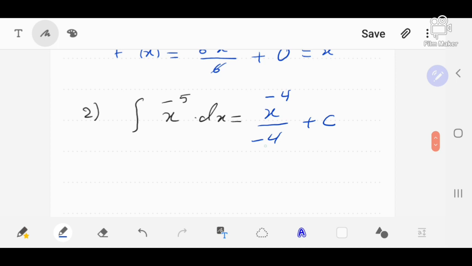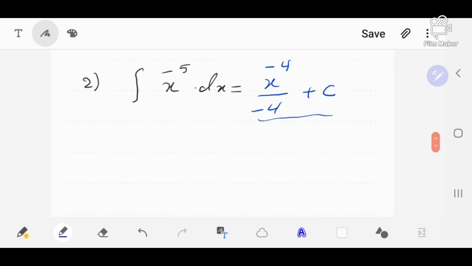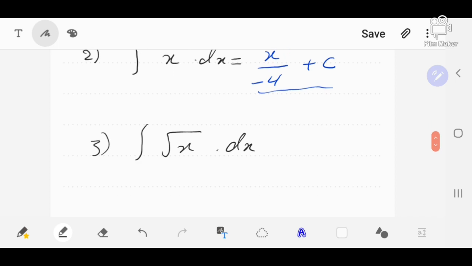What about integration of square root of x? Well, how am I going to do this? That's not even a power. So what should you do?